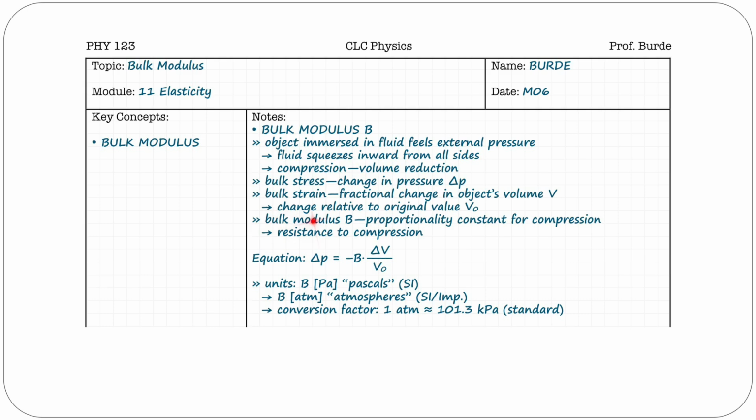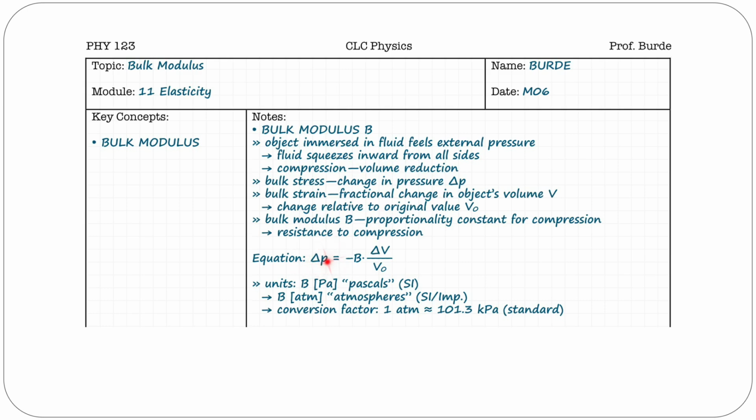The bulk modulus, capital B, is the proportionality constant for this compression, and the bulk modulus is a measure of the resistance to compression. As you increase the pressure on the object, it's going to change its volume as a result. Notice that there's a negative sign here, so as the pressure goes up, the volume will tend to go down. The volume will shrink as the increased pressure compresses the object. If the pressure goes down, then a negative change in pressure would result in a positive change in volume. The object could expand if you remove the pressure acting on it.